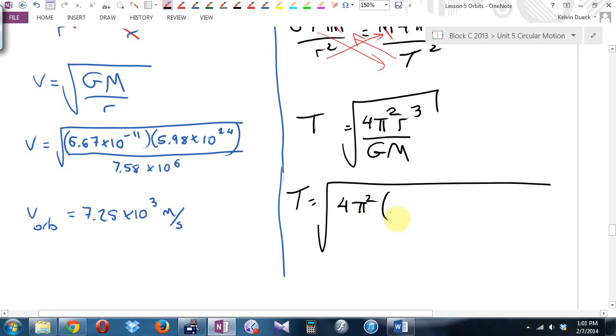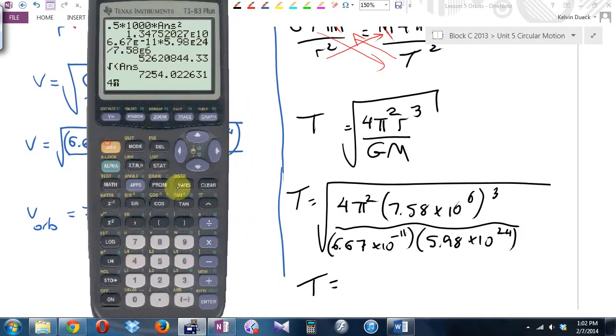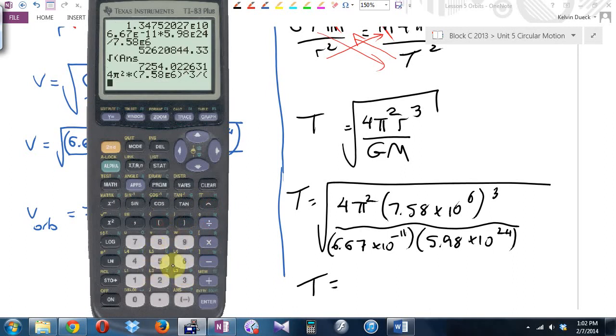4 pi squared, 7.58 times 10 to the 6th, cubed. I don't use that cubed very often. Divided by 6.67 times 10 to the negative 11. No, that's wrong. 7.58 to the 6th. That thing cubed. You know what? I might need to put this in brackets. I'm going to be a little paranoid. Bracket 7.58, scientific notation button 6th, cube, divided by, definitely have to put the bottom in brackets, 6.67 negative 11 times 5.98 times 10 to the 24th. Uh-oh. Negative 11 didn't show up. Negative 11. Boy, I better double check.